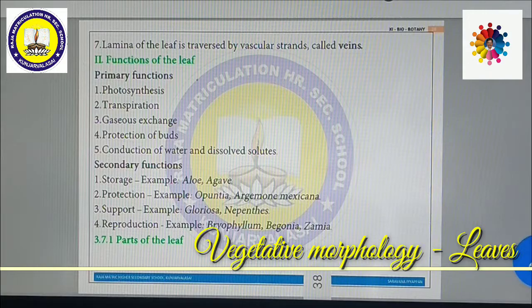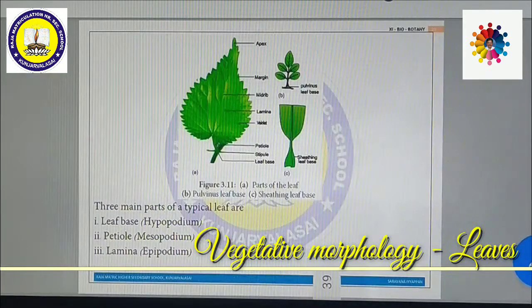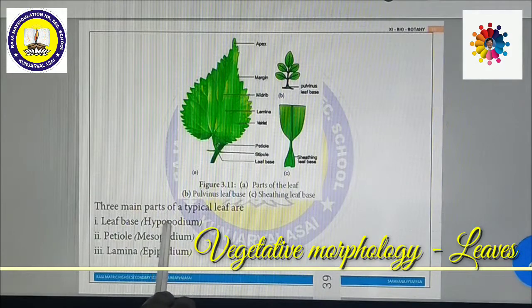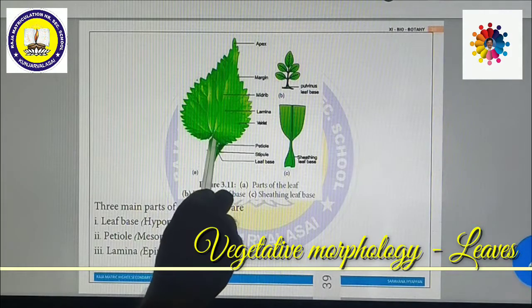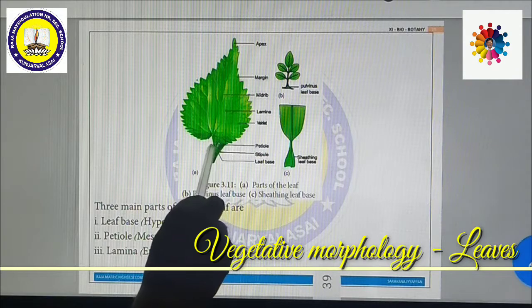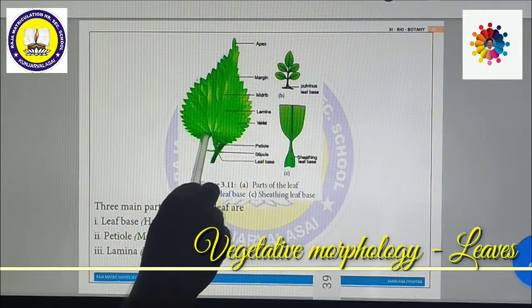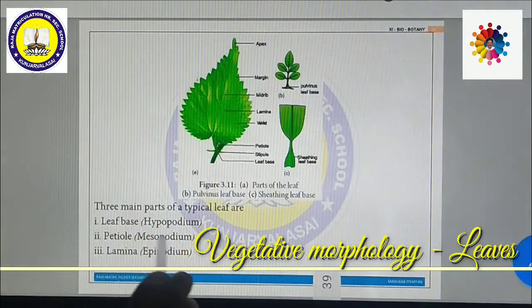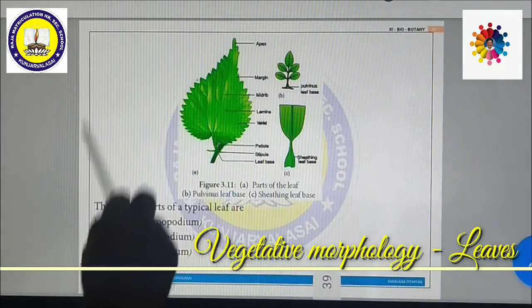Now we are going to discuss the three different parts of leaf in detail. So this is the structure of leaf. The leaf has three important parts, namely this is petiole. The petiole is based on which part? So this is called leaf base. Then leaf lamina. So this is called leaf lamina. So these are the main parts.